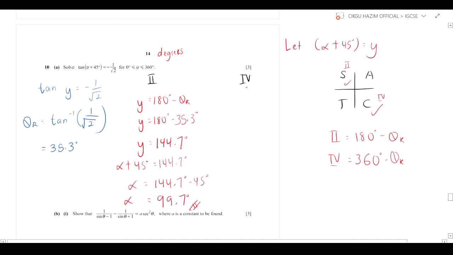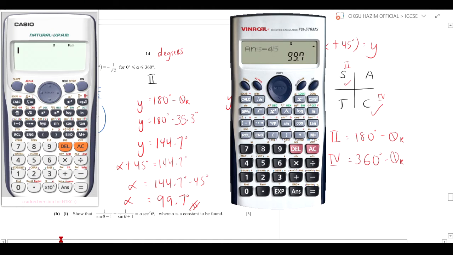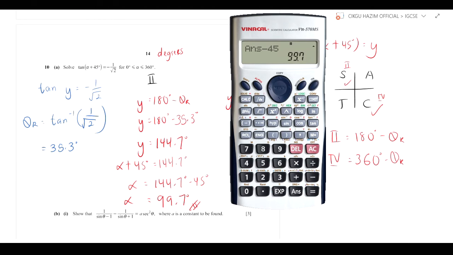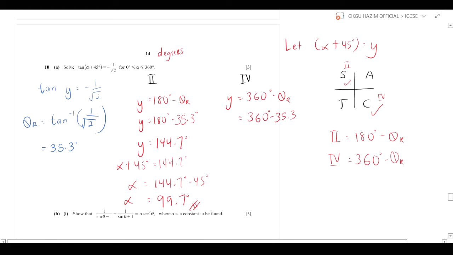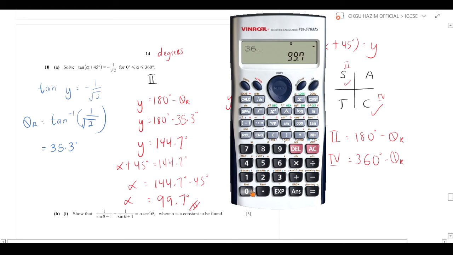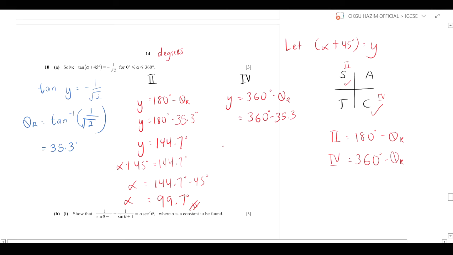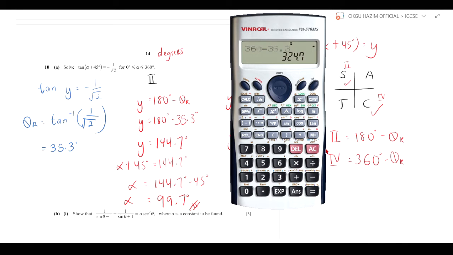And after that we look at quadrant 4 here. So y equals 360 degrees minus the reference angle. So 360 degrees minus 35.3. So press in the calculator, 360 degrees minus 35.3. What do we have? 324.7 degrees, as stated here, 324.7.